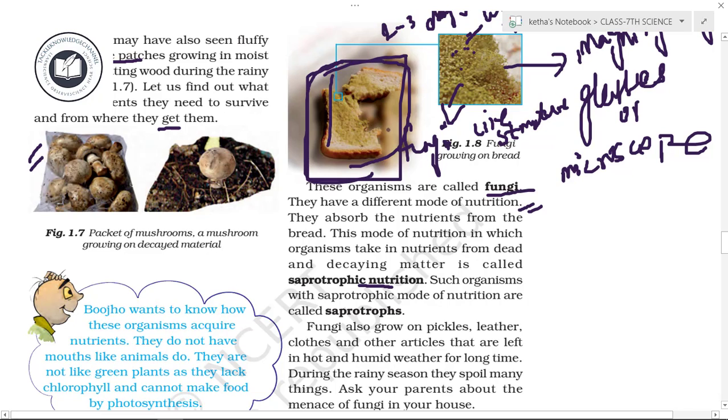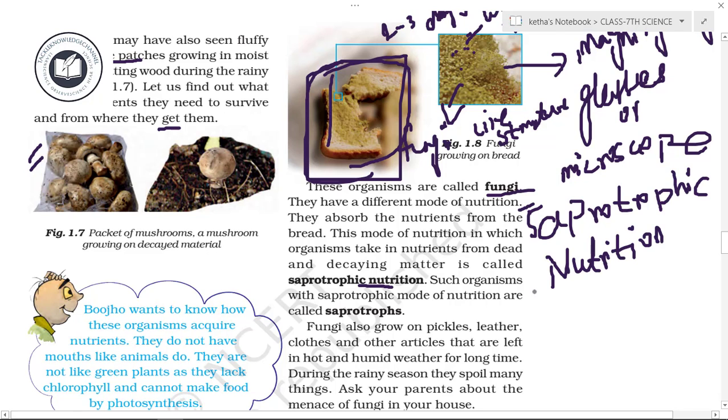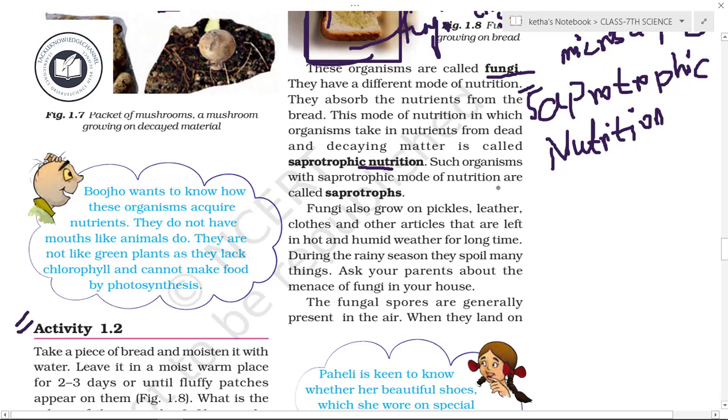So this mode of nutrition we can call a saprotrophic nutrition. Such organisms with the saprotrophic mode of nutrition are called saprotrophs.